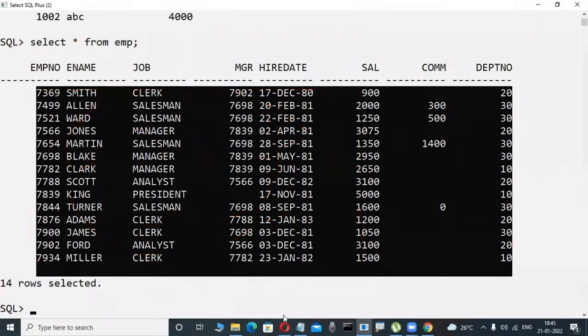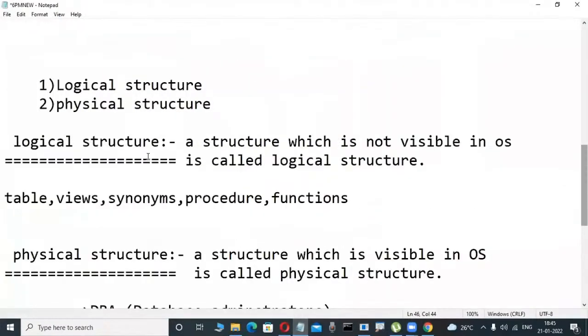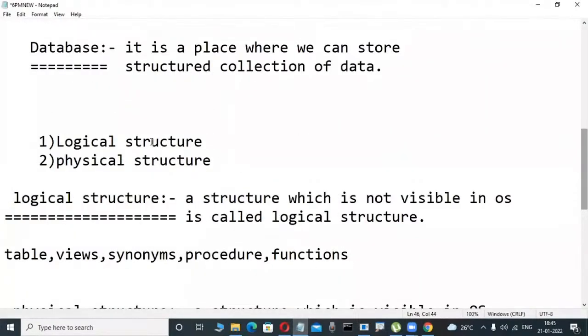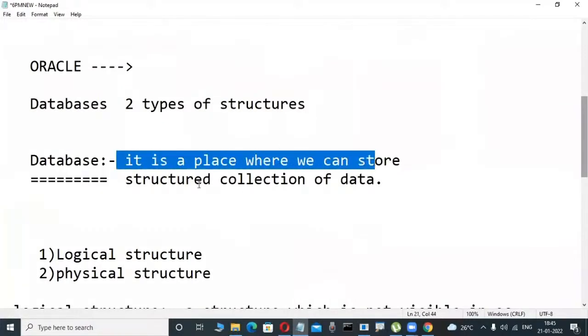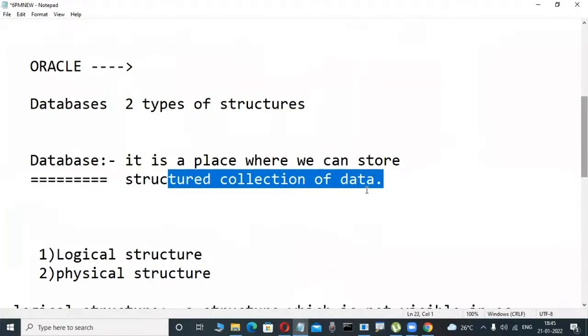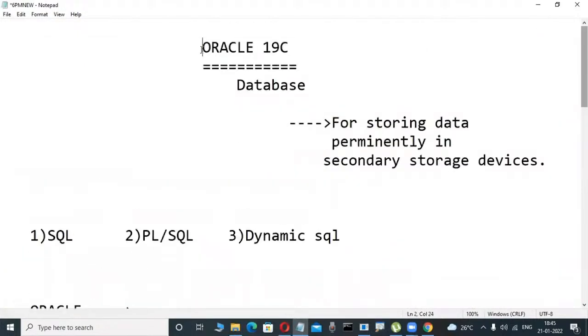That's why, in books we refer, in Google we type what is a database. Two definitions are there, are you observing or not, but most of the developers write that it is a place where we can store a structured collection of data. Understood? Yes. That's why now, Oracle is a product from Oracle Corporation. In our course we are learning the 19c version only. This is a database product.